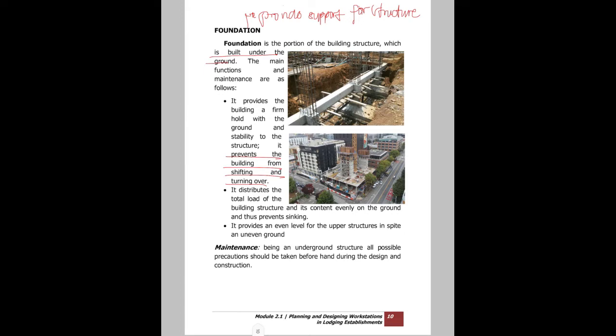So, may mga times kasi tayo na hindi maganda yung lupa na pagtatayuan natin. So, kahit anong pundasyon yung ilagay natin doon, kung yung mismong lupa is, let's say, mahina siya, hindi niya kaya yung bigat ng building o yung strength ng building, ibig sabihin, yung foundation natin, mababaliwala din. So, sabi pa dito, it provides an even level of upper structure in spite of uneven ground. So, ano daw yung mga pwede nating gawing maintenance?